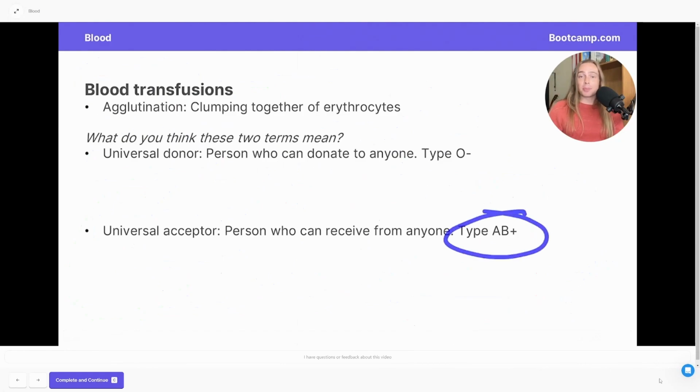Type AB positive is perfect for this because they have rhesus factor on the cell surface and they also have the A and B antigens.